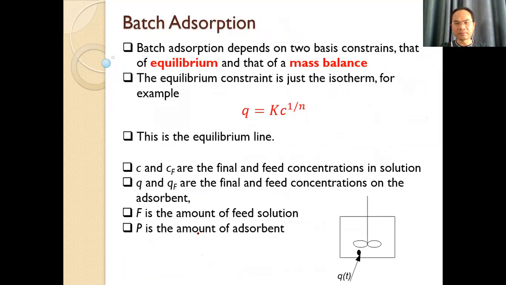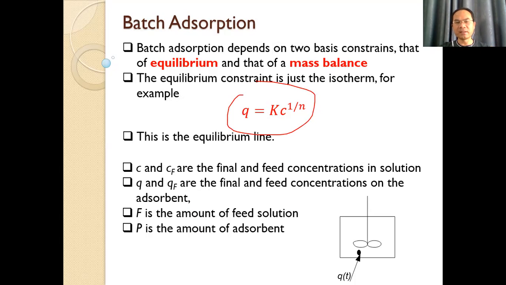Okay, for the first one, we will consider batch adsorption. Batch adsorption means we know only the initial step and final step. Batch adsorption depends on two bases, equilibrium and mass balance. The equilibrium constant or equilibrium isotherm, such as Langmuir, Freundlich, or linear. For this case, we assume a Freundlich isotherm like this.